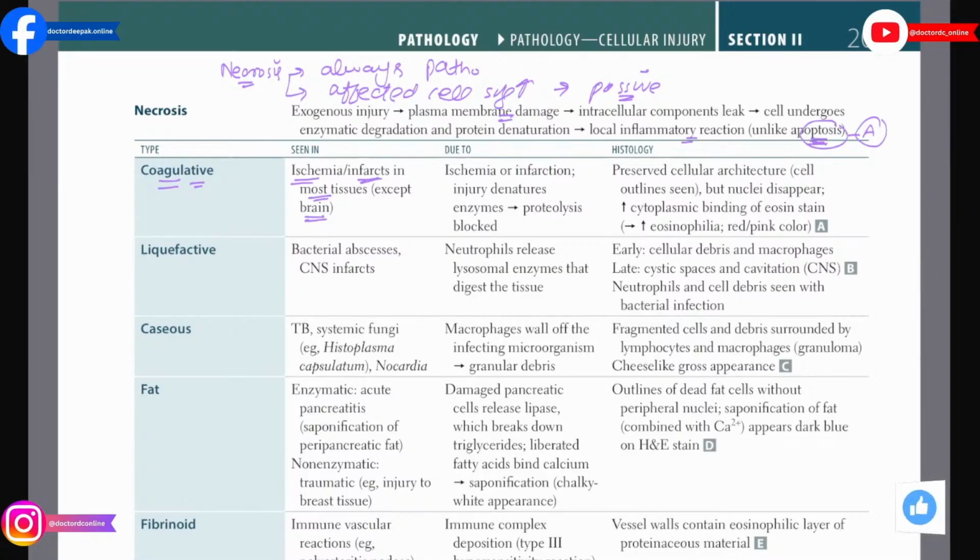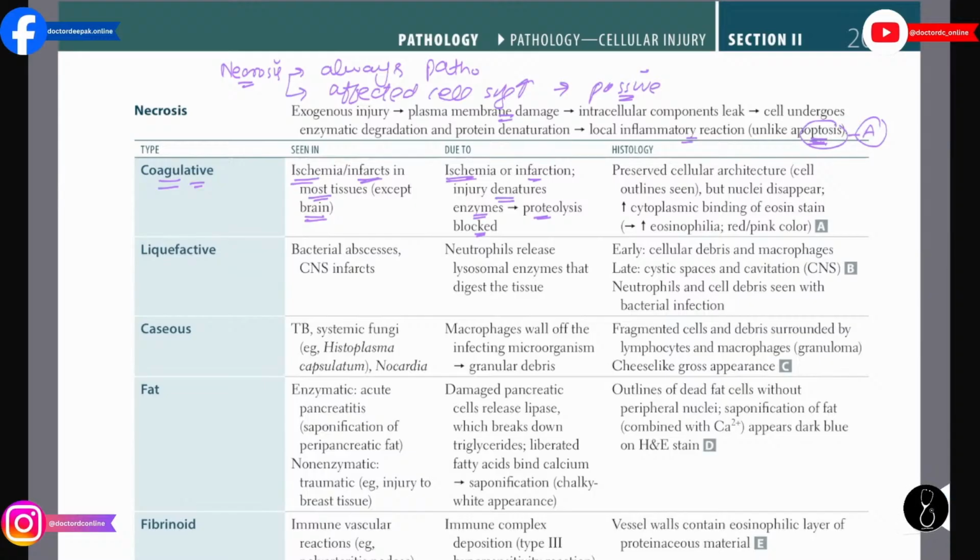In brain, there is no coagulative necrosis. Please keep in mind. Then after that, you have to keep in mind why this coagulative necrosis happens. What is the reason? It is mainly because of ischemia or infection. When there is ischemia or infection, the tissue will become injured. It leads to denatured enzymes that will lead to the proteolysis block. So I will explain again. First of all, keep in mind coagulative necrosis is a type of necrosis which can be seen in almost every tissue except brain.